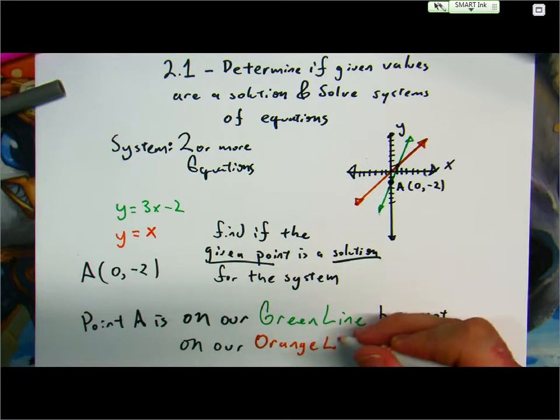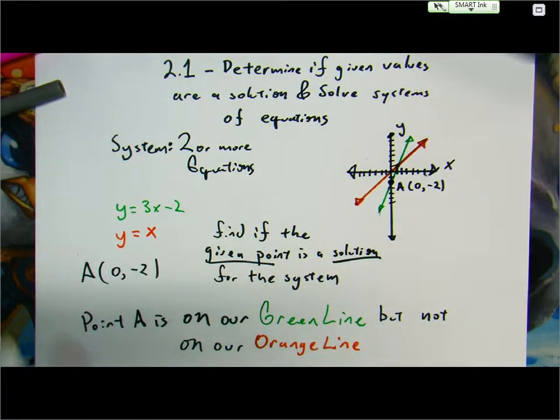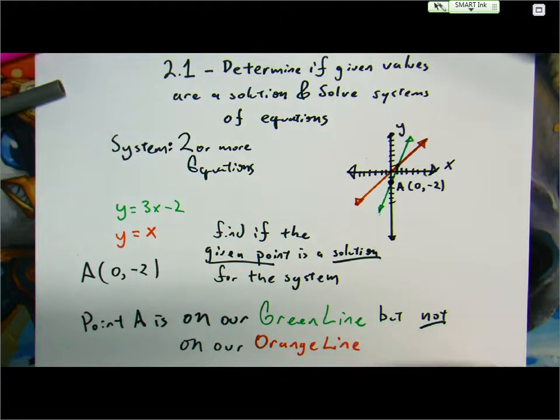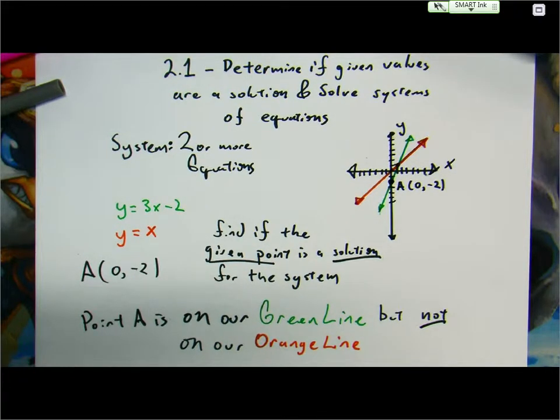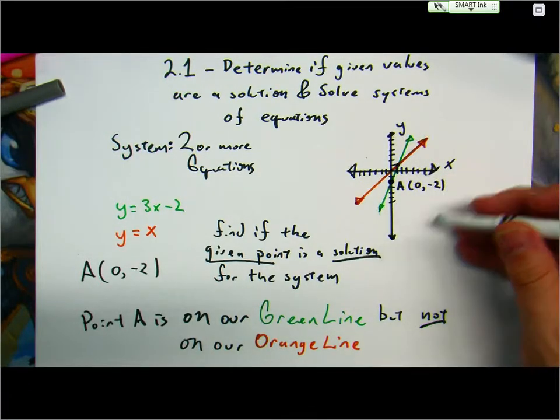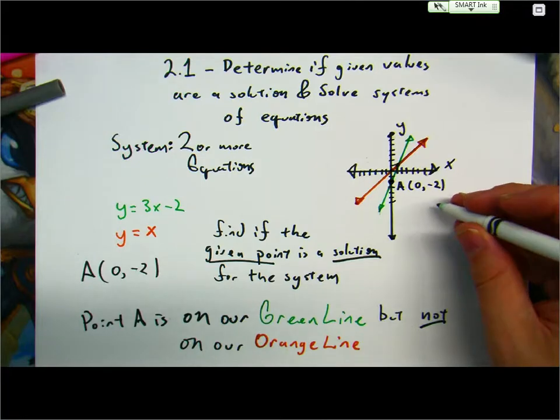Thus, it doesn't satisfy it. You know, the not being on the orange line makes it so that it's not a solution for the system. So simply being a solution for one line is not enough for it to be the system. It has to be true for both lines. And looking at our graph here, what is the solution? What is the solution for our system?